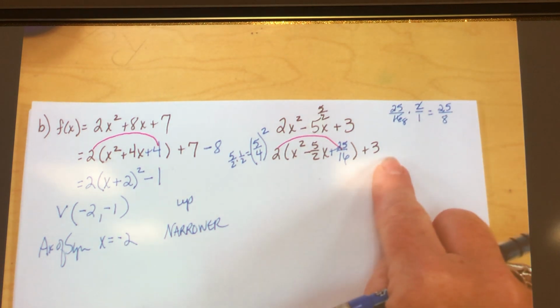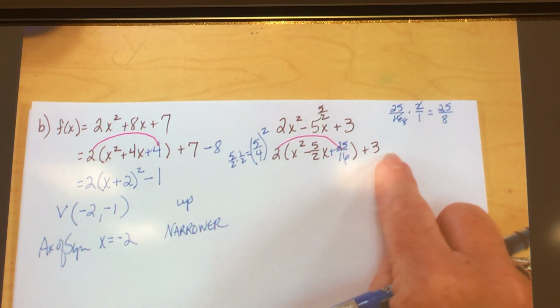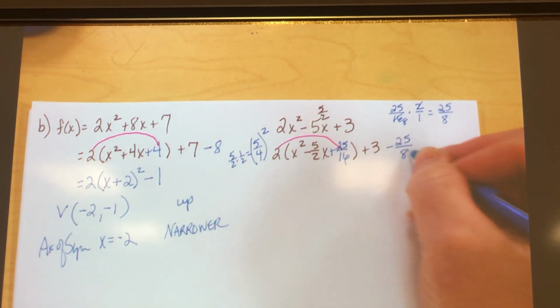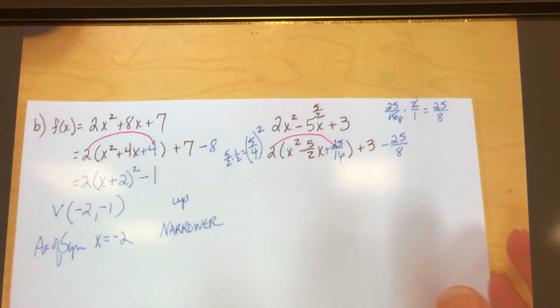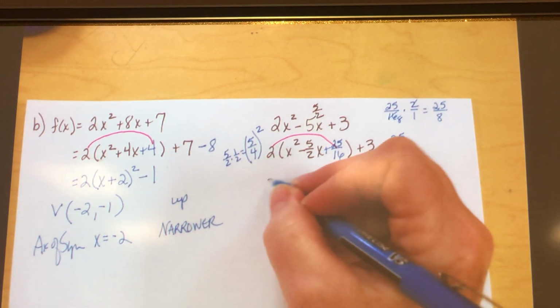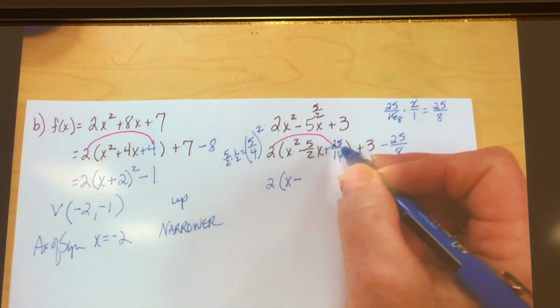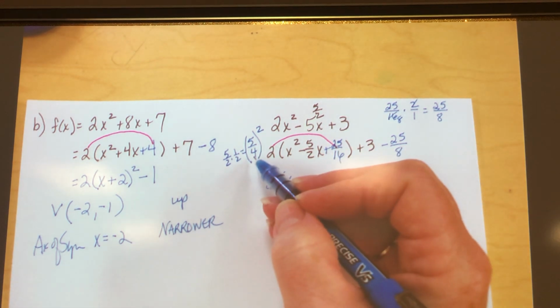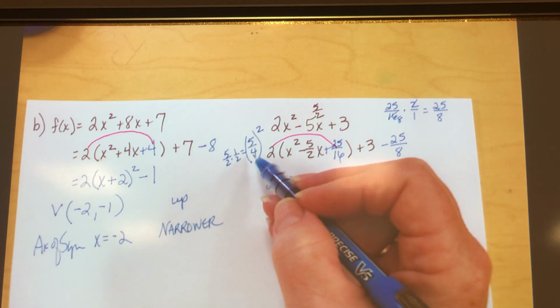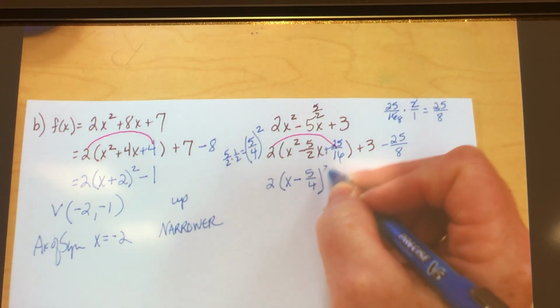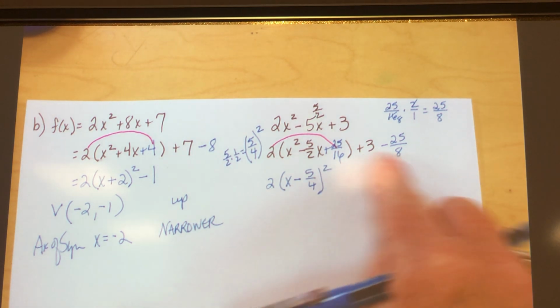So what do I want to do out here? Subtract 25/8. Okay, you with me? So now I have 2, square root of the first, keep the sign, square root of the last. Y'all, there it is, right there. Okay, that's why I like to write it down. I don't even have to think. 5/4, quantity squared.